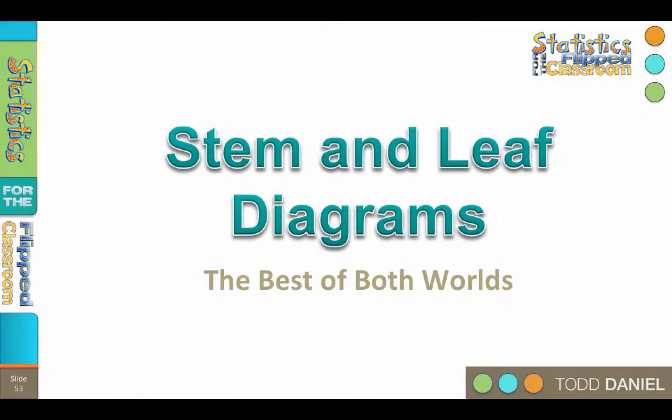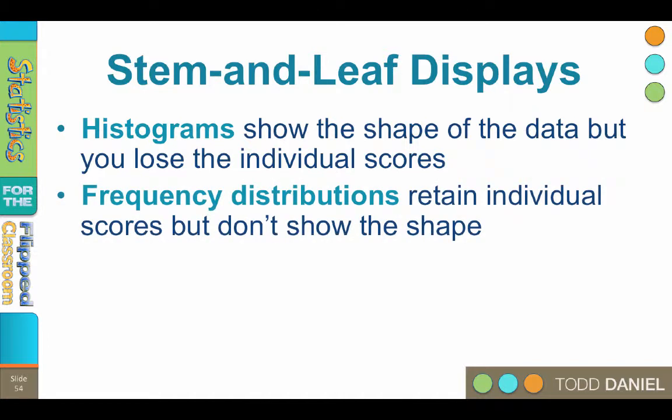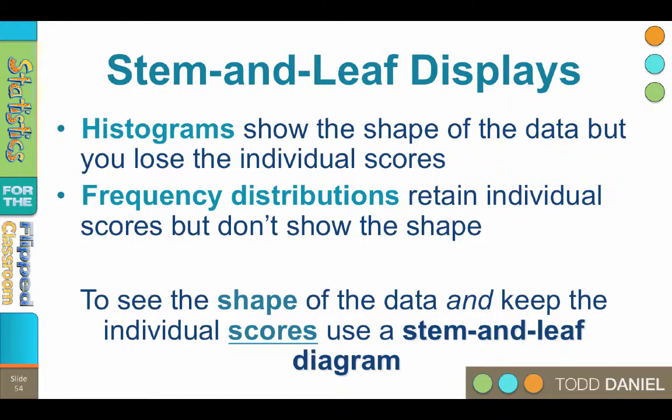Both histograms and frequency tables have positives and negatives. Let's talk about stem and leaf diagrams, which give us the best of both worlds. Histograms portray the shape of the data, but you lose the actual individual scores. Frequency tables retain the individual scores in the table, but don't show the shape of the distribution. So what if you want both? To see both the shape of the data and keep the individual scores, use a stem and leaf diagram.